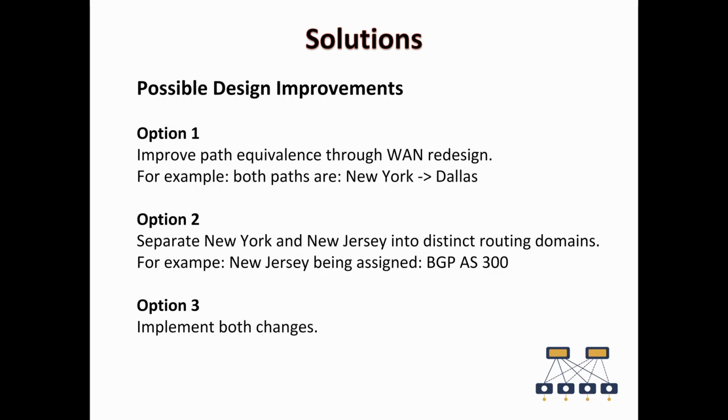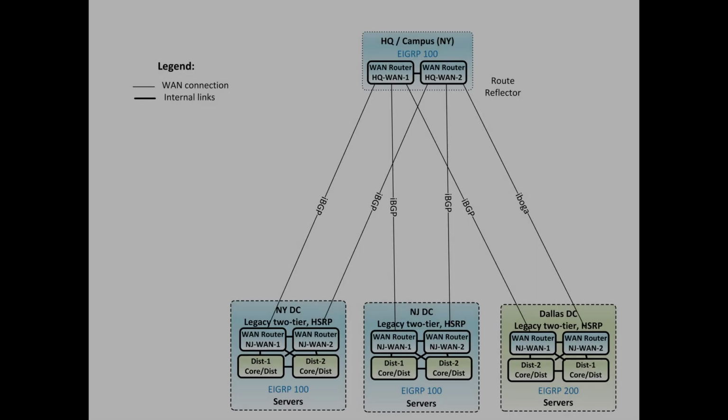Here are possible design improvements. Option 1: improve path equivalence through WAN redesign. For example, both paths are New York to Dallas. Option 2: separate New York and New Jersey into distinct routing domains. For example, assign New Jersey BGP AS300. Option 3: implement both changes.